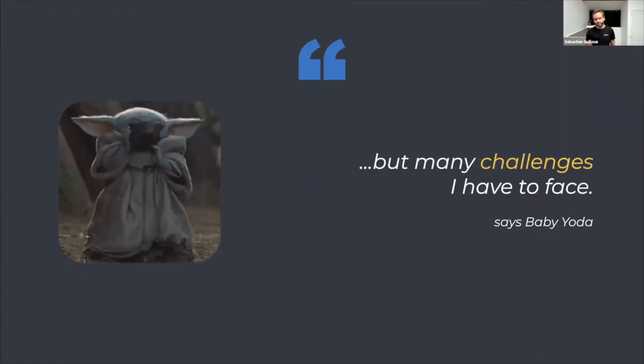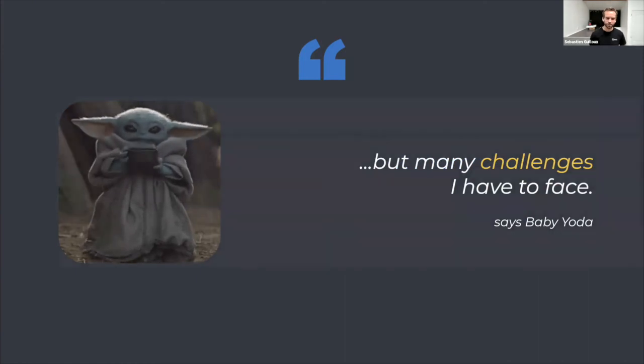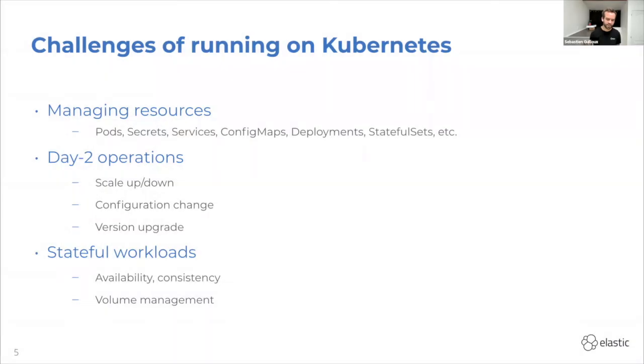If you try doing this yourself, you may have tried already, it's not that easy, it's not that straightforward. The first thing is there are a certain number of resources you need to manage on your Kubernetes cluster. You need to manage pods, secrets, services, stateful sets, persistent volumes, all those resources that you need to set up for example, your Elasticsearch cluster to run properly on Kubernetes.